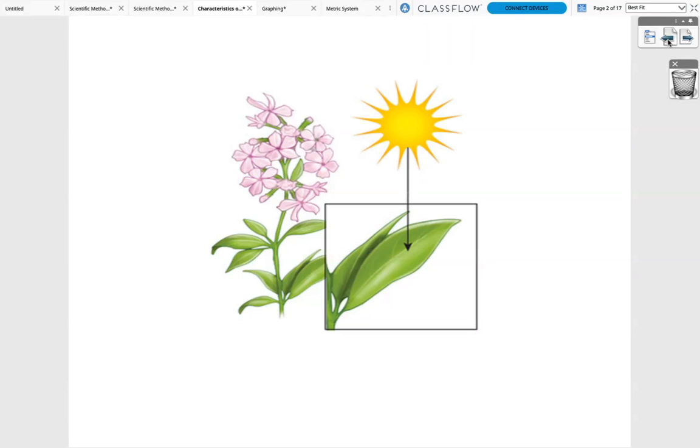I really like this picture right here. This is showing a plant and it's showing sunlight. And remember, plants have to have sunlight in order to carry on photosynthesis. But they are using the sun's energy to produce energy. They're making their own food, and that in turn they'll break down for energy.